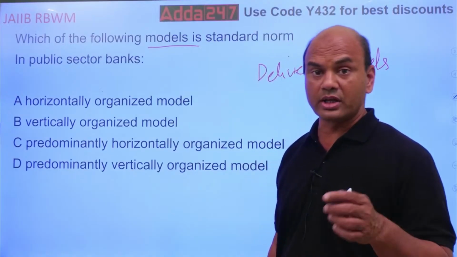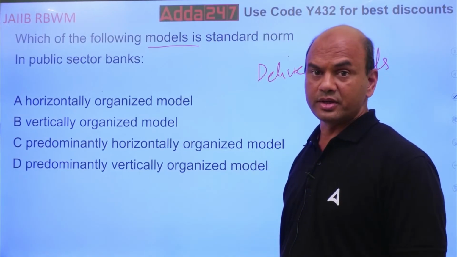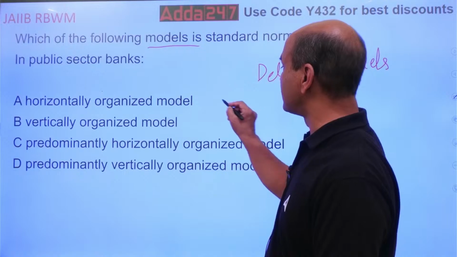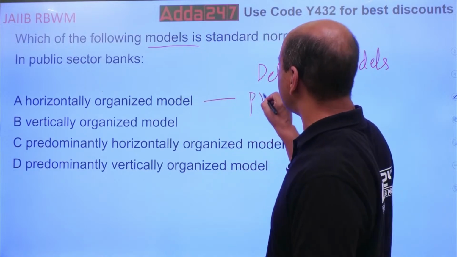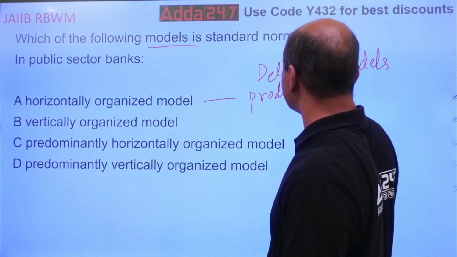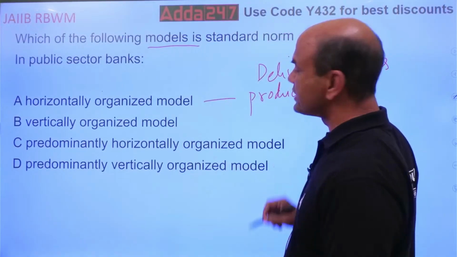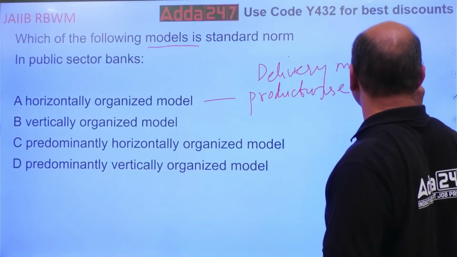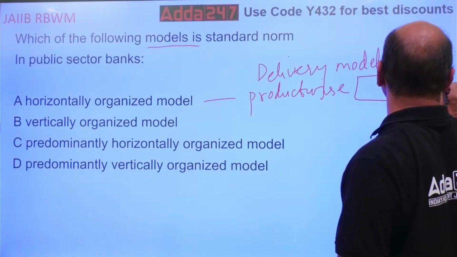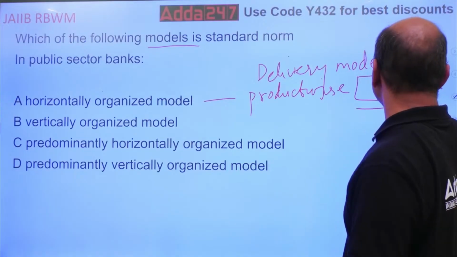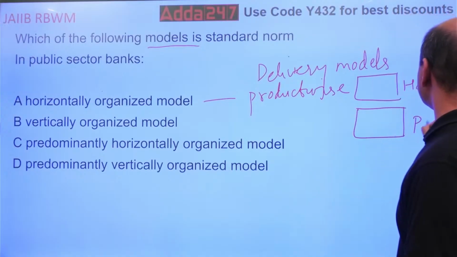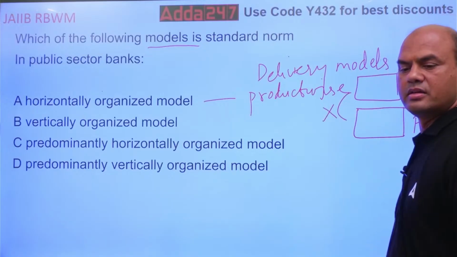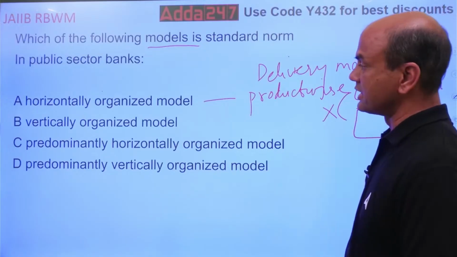Now go back to what I have taught earlier. Horizontally organized means what? Here the data is shared product wise. Each product is having separate data. Housing loan will have its own data. Personal loan will have its own data. These data will not be shared with each other. So this is horizontally organized.